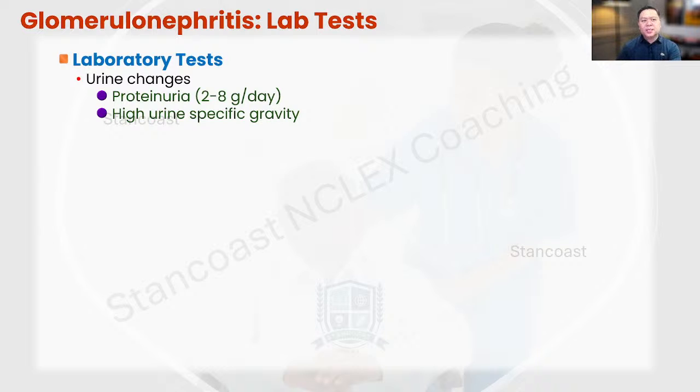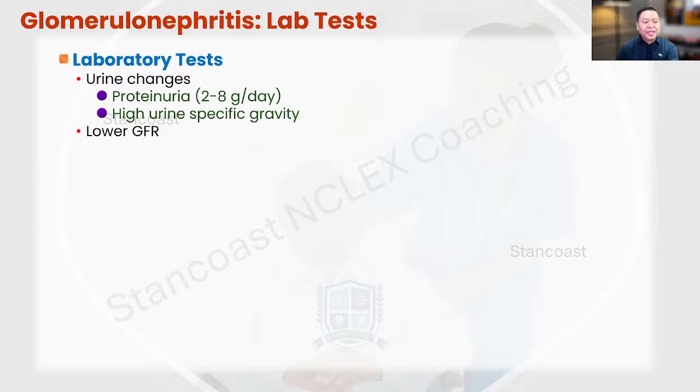Now, we're also going to talk about the high urine-specific gravity. Remember, when you refer to the specific gravity of the urine, if the value is low, it simply means that the urine is very diluted. If the specific gravity value is high, that simply means that the kidneys are trying to concentrate. You have a concentrated urine. In glomerulonephritis, there is high urine-specific gravity, showing that there is concentration of the urine because of the reduction in the output.